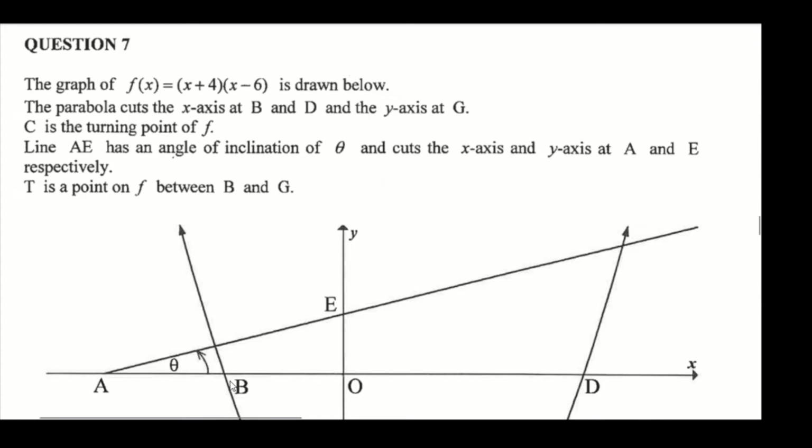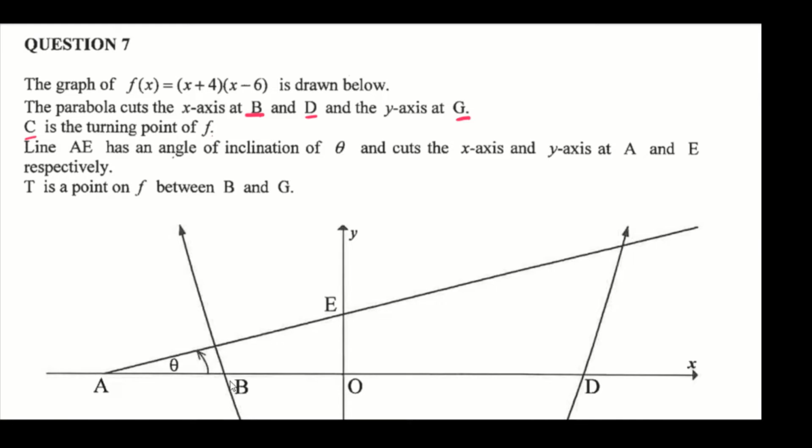Now we're going to do question 7. We are given a graph of f(x) = (x + 4)(x - 6), right? The parabola cuts the x-axis at points B and D, and the y-axis at G. C is the turning point of f.